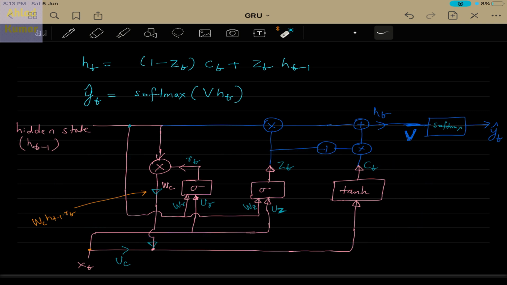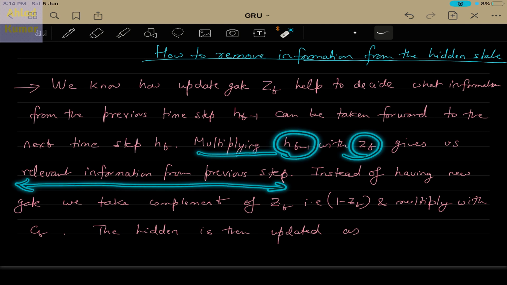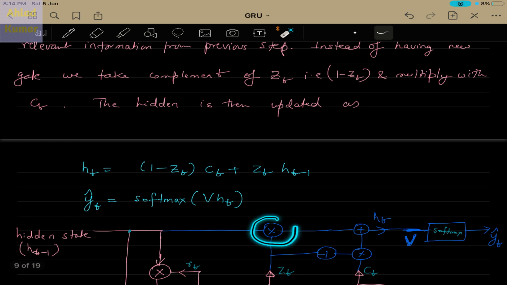So this zt which we are showing over here, that's what is written over here, that multiplying ht-1 with zt gives us the relevant information from the previous step. This is what this operation is all about.